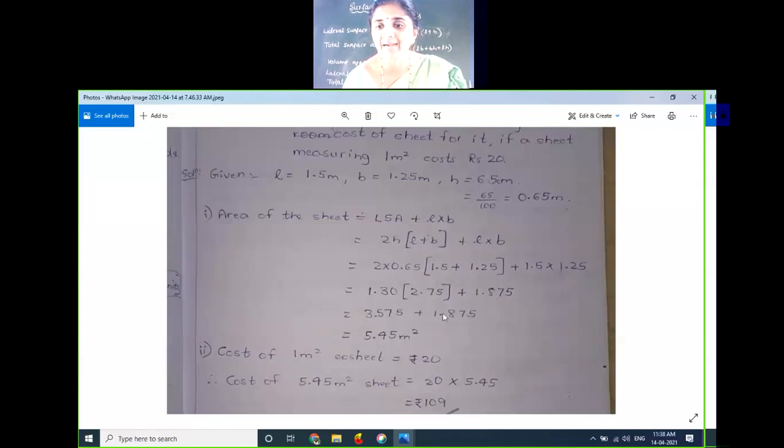Then we have to add these two values: 3.575 plus 1.875.